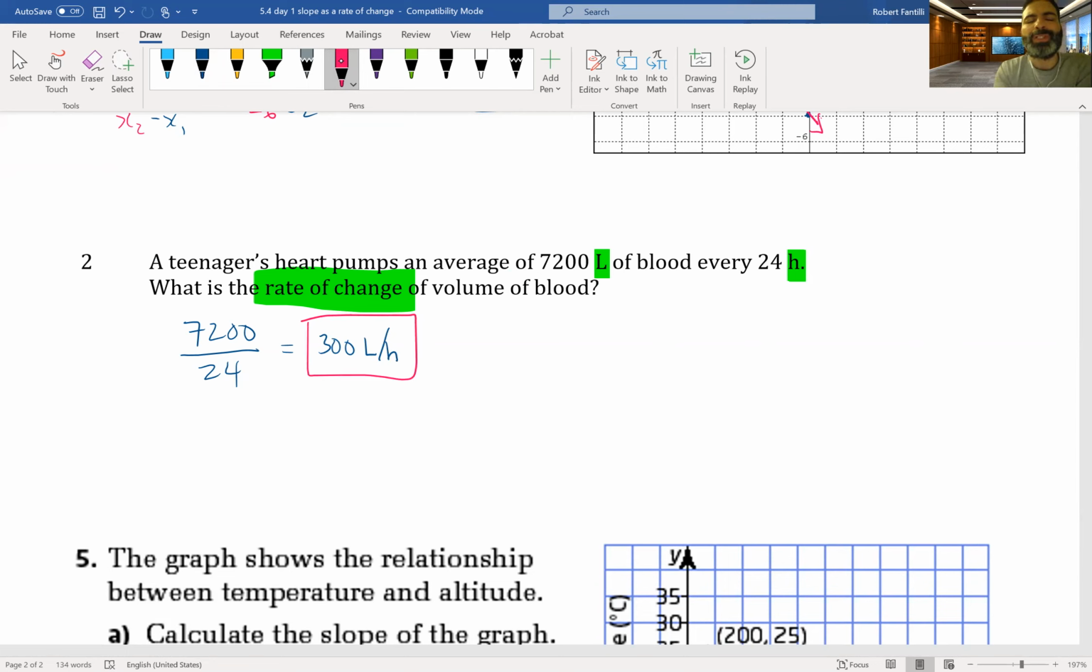This could be something as simple as a car traveled 240 kilometers in 3 hours. 240 divided by 3 is 80. So on average, it traveled 80 kilometers per hour.